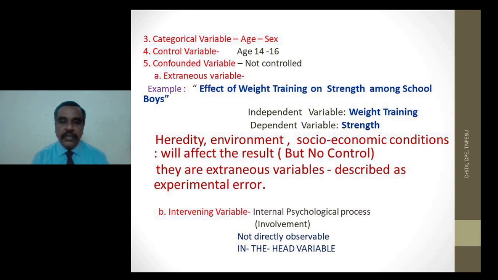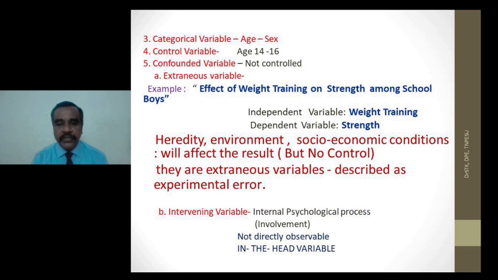Say for example, effect of weight training on strength among schoolboys. Here, the independent variable is weight training, the training given by the researcher. The dependent variable is strength. The researcher is going to measure, or the researcher expects changes in strength. So this is called as dependent variable.